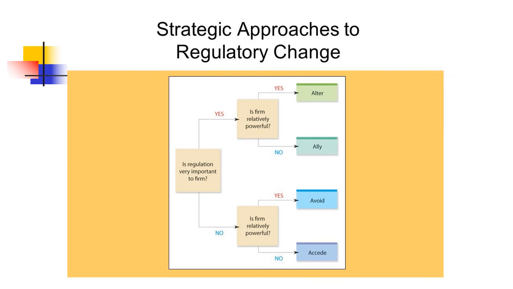But then, if as a company you are relatively less powerful, then you will have to accede. Accede means you will have to abide by the regulatory change and change the way you do things, right? So these are the strategic approaches that are available for you to use when there is a regulatory change.